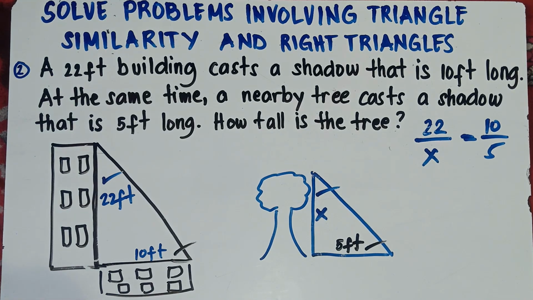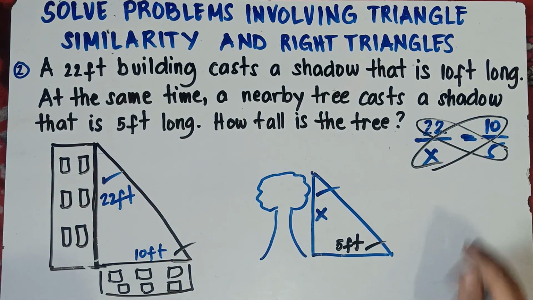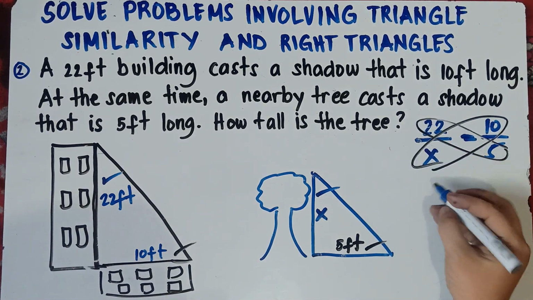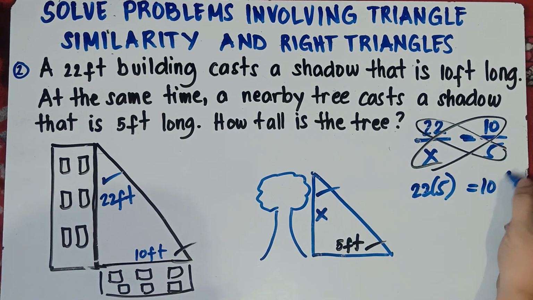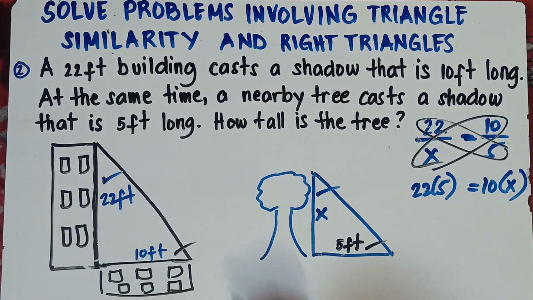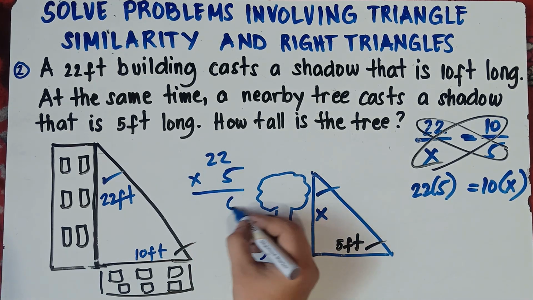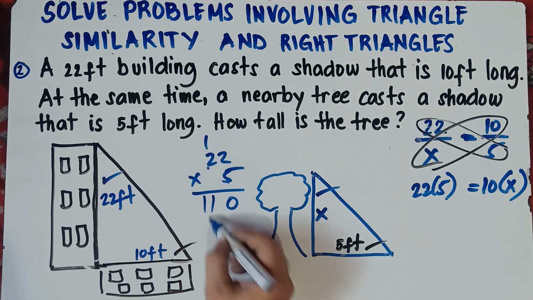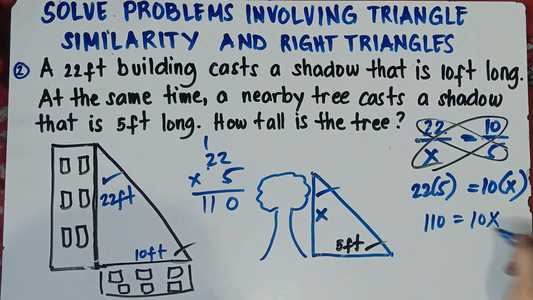And then we cross multiply, class. So this will be 10 times x or 22 times 5. 22 times 5 is equal to 10 times x. Let's multiply that. 22 times 5: 5 times 2 is 10, carry 1, 0. 5 times 2 is 10 plus 1 is 11. So this will be 110 equals 10x.